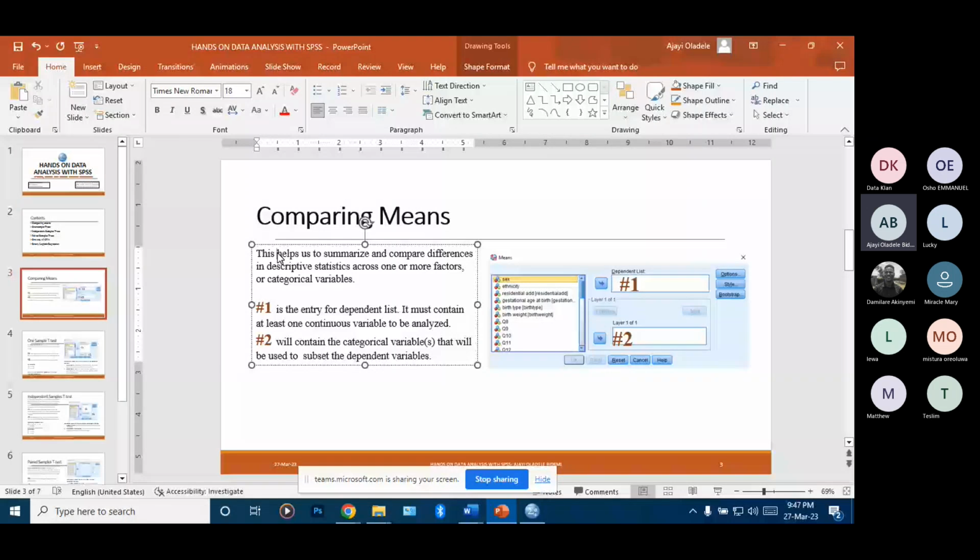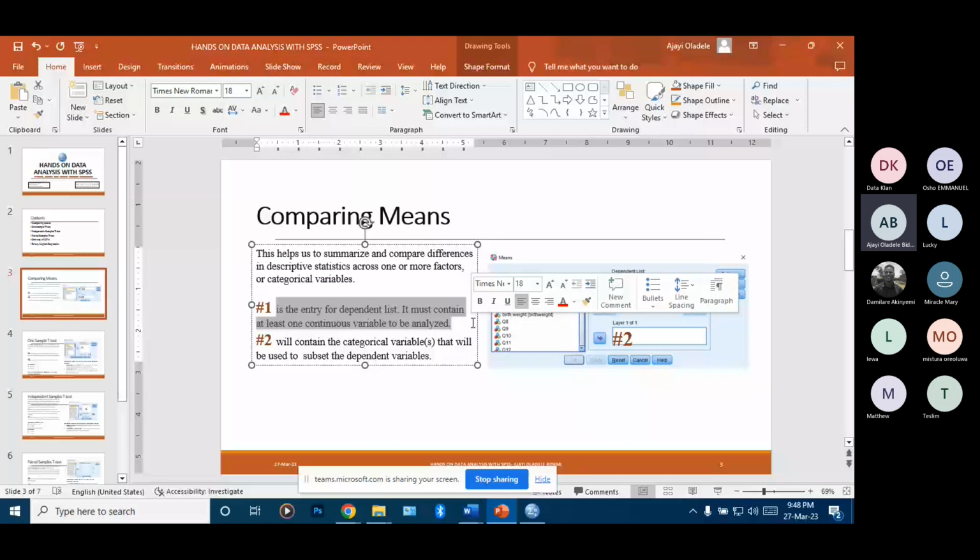Now, for us to be able to compare means, we have to have a dependent list and a categorical variable, or more than one categorical variable, or more than one dependent variable. The important thing here is that our dependent variable must be measured on a continuous scale. If it is measured on a non-continuous scale, maybe categorical, SPSS will give us an output, but any inference we make on that output is definitely not going to be correct.